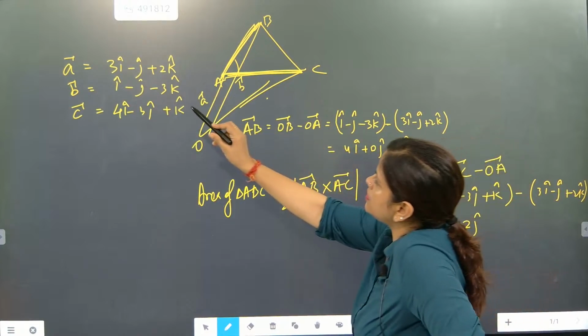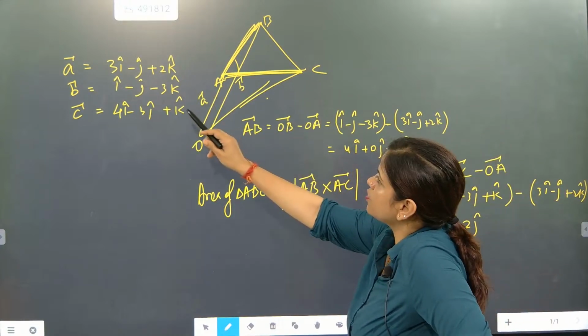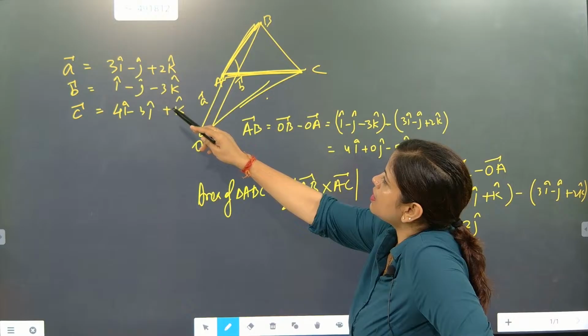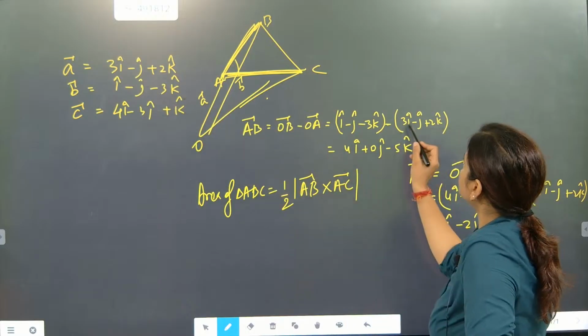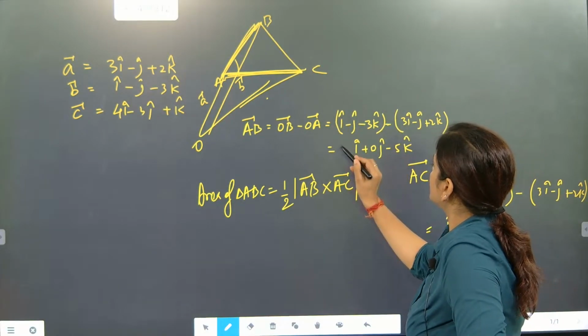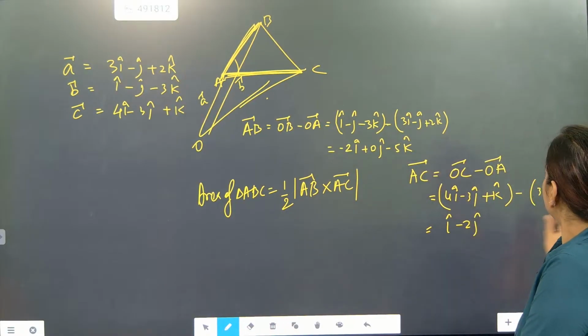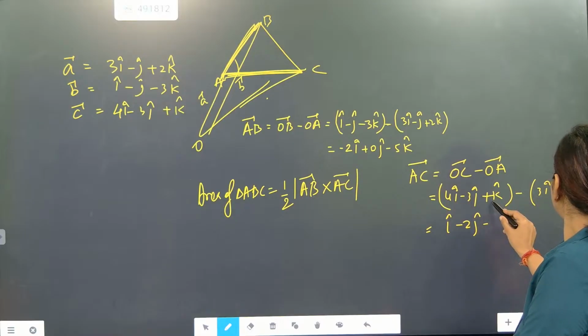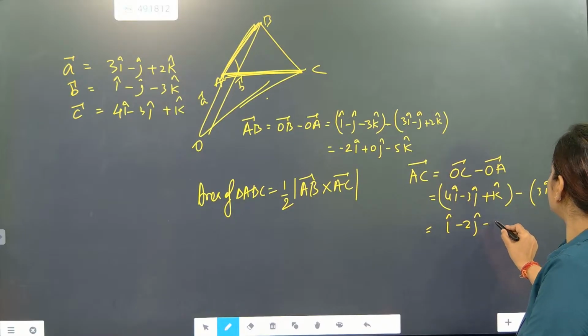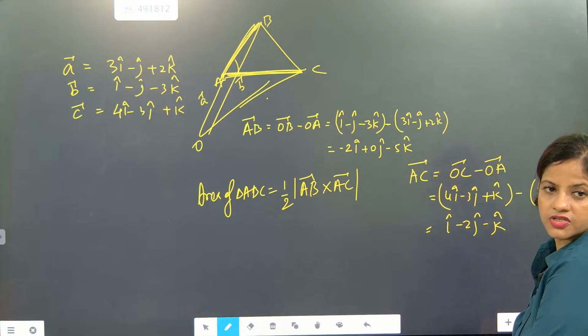For the K part, 1 minus 2, so minus k. Is it okay now? Check. Now OC is coming, written correct now. So minus 2j and minus k. Done. Check this one out.